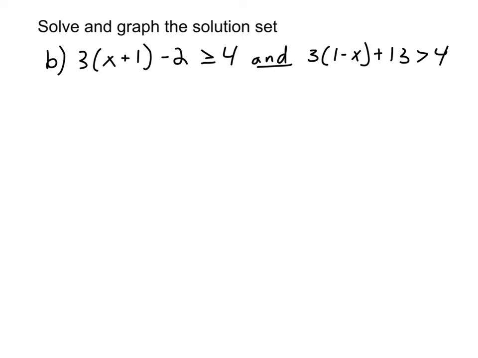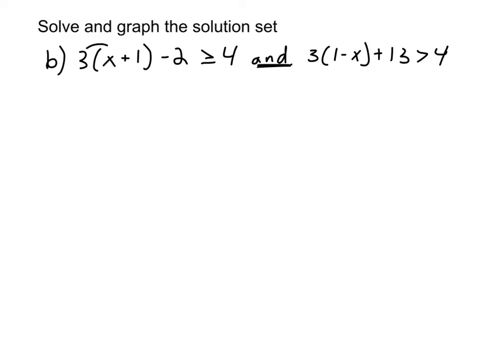So let's do another example. This one's slightly different. Instead of saying or, it says and here in the center. And so what does that mean? It means that x must satisfy this inequality and it must satisfy this inequality. So both of these must be satisfied. When it was or, just one or the other had to be satisfied. Now they both have to be satisfied in order for x to be in the solution set. Alright, so let's go ahead and get started.